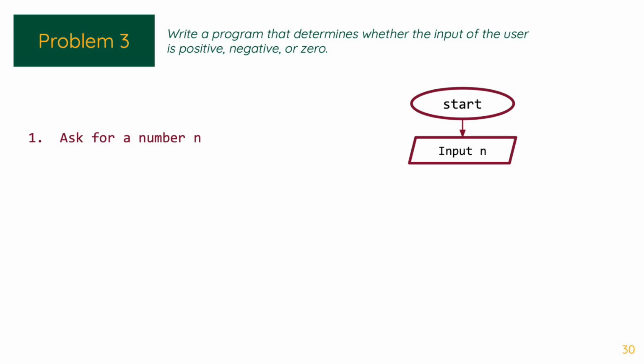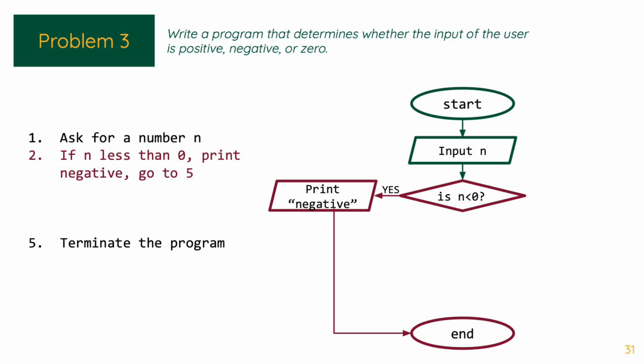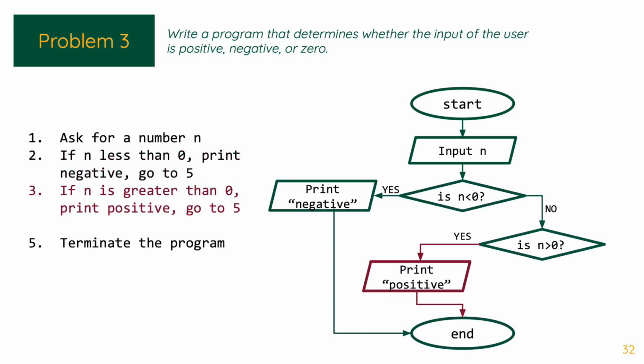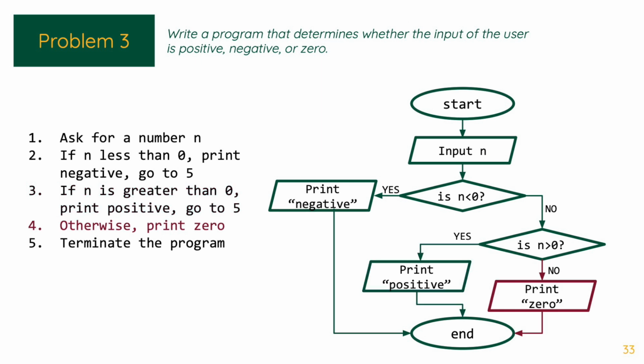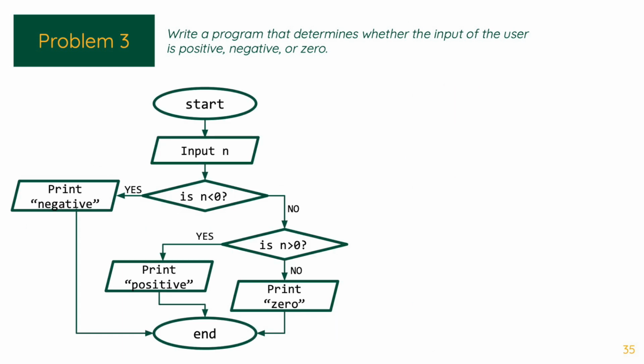Get an input from the user and save it to variable n. If n is less than 0, print negative, then terminate the program. If n is greater than 0, print positive, then terminate the program. Otherwise, print 0, then terminate the program. Here's the Python program for our solution.